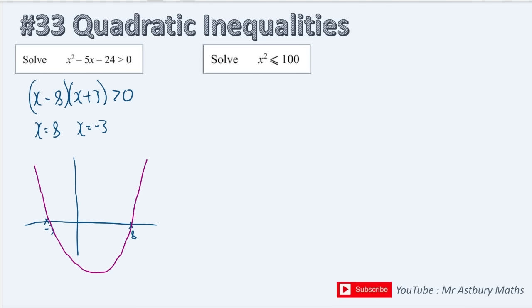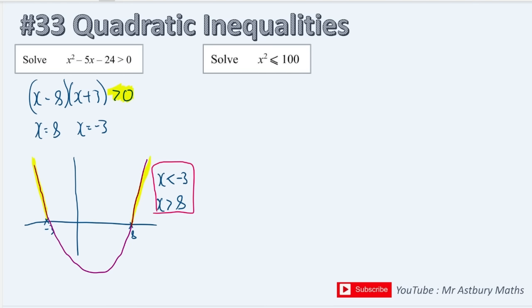And then we ask ourselves the question, when does that quadratic give you values greater than 0? Well, it does over here and it does over here. And we need to write that as an inequality. So we get these greater than 0 values: any x value which is less than minus 3, to the left of minus 3, and any x value which is to the right of 8, so greater than 8. And that is how you solve a quadratic inequality.